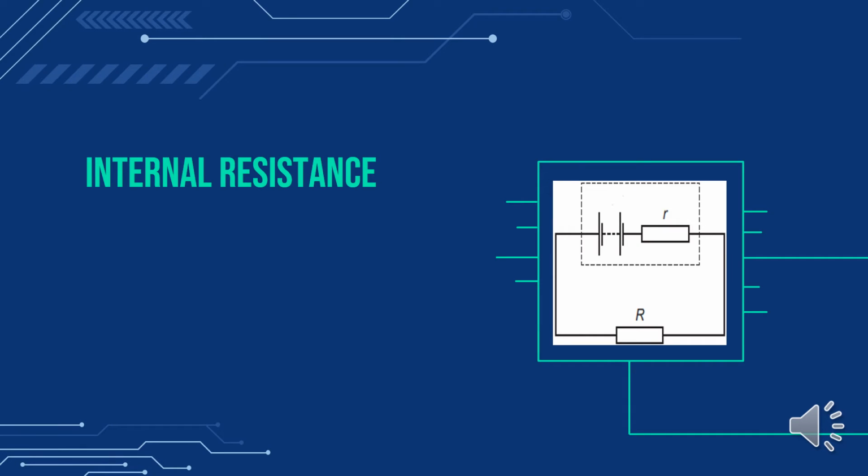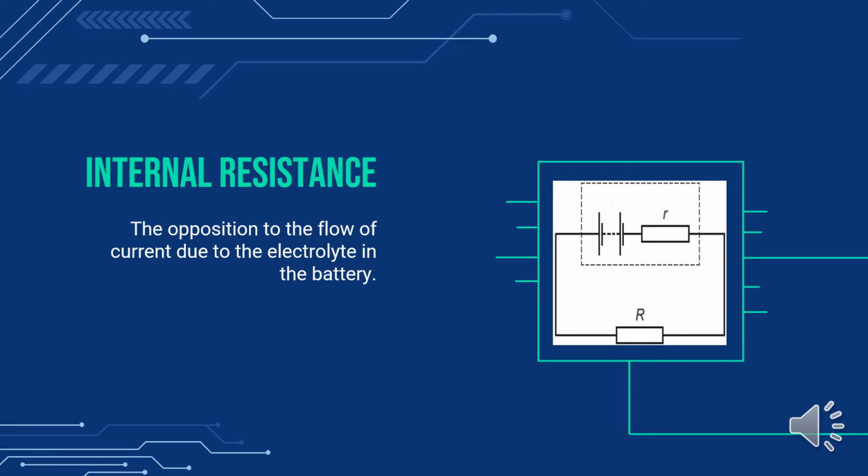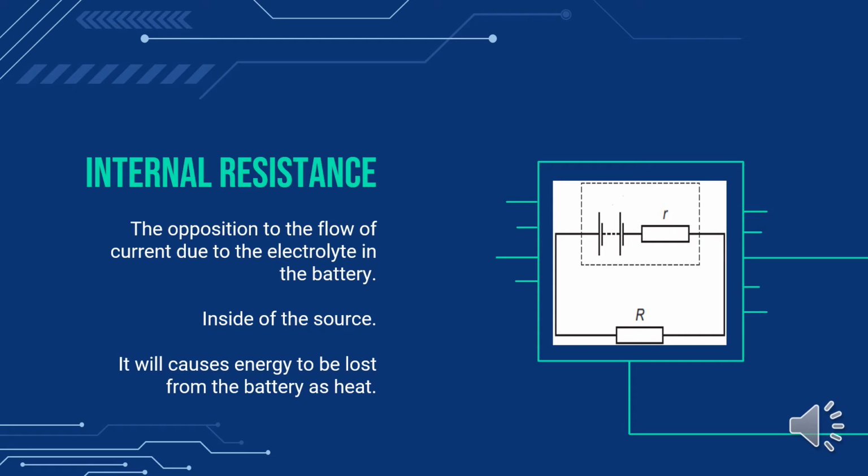Meanwhile, internal resistance means the opposition to the flow of current due to the electrolyte in the battery. The electrolyte here means the chemical in the battery. Normally, internal resistance is located inside of the source. It will cause energy to be lost from the battery, for example, as heat. As we can see in this picture, the internal resistance is in the battery.